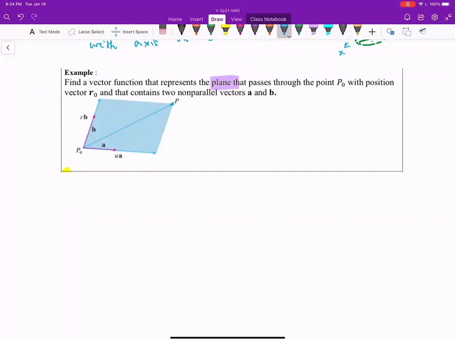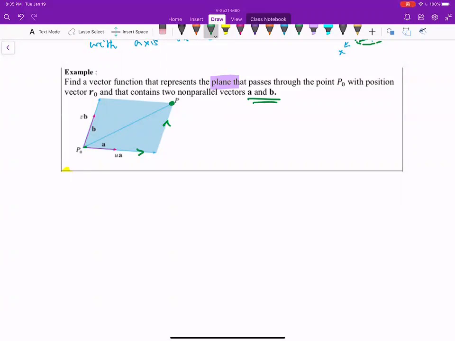In order to reach the point P from P0, we can move along the direction of A some units, and then in the direction of B, certain units. From P0, you can start along the direction of A, because the plane contains the two non-parallel vectors A and B. Wherever they are in that plane, you can move them so that the initial point is at P0. P0 is a point on the plane with position vector R0.